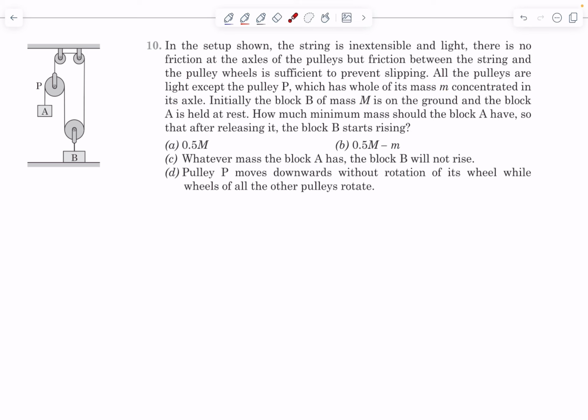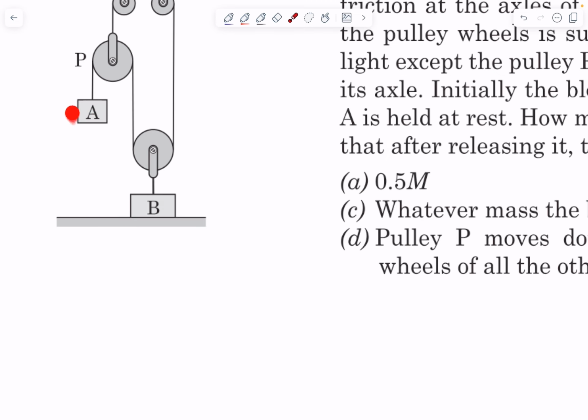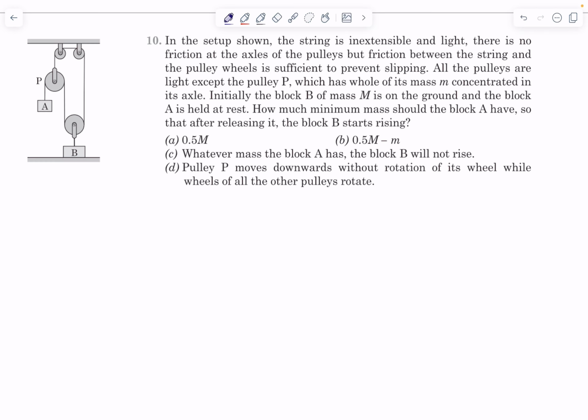Basically, if we try to visualize this pulley, there is no mass away from its axle. Almost all the mass is concentrated at the axle itself, or the center of the pulley. Initially, the block B of mass capital M is on the ground, and the block A is held at rest. How much minimum mass should the block A have so that after releasing it, block B starts rising? So they're asking how much minimum mass should we hang over here so that this block on the ground starts to rise. Give this problem a try, guys, then check out the solution.